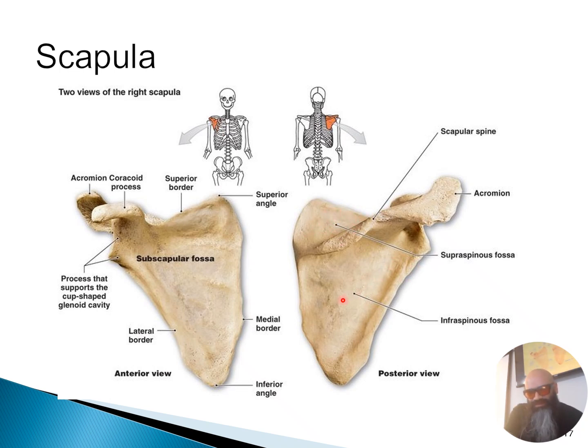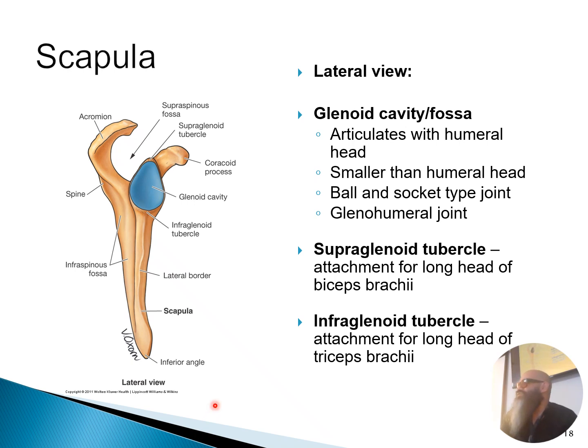Supraspinatus. Infraspinatus is here, and this is your ridge here. Okay. So if I were just to throw a scapula on the table and have you identify a bunch of stuff on it, you should be able to do that.